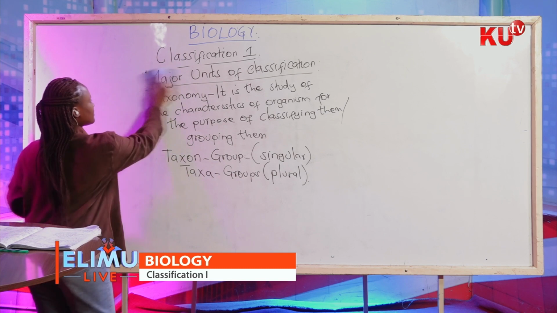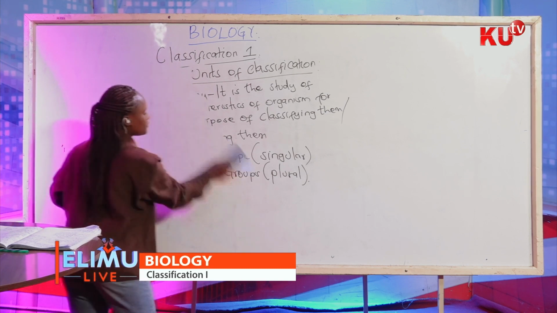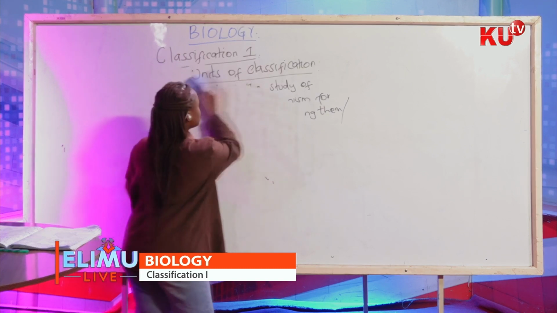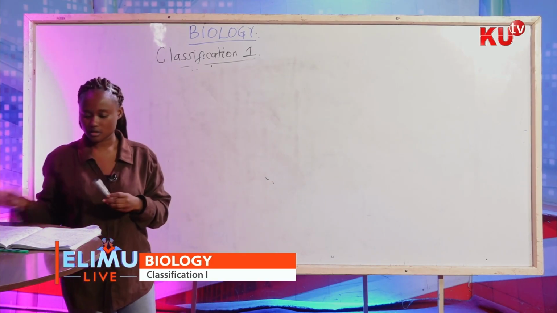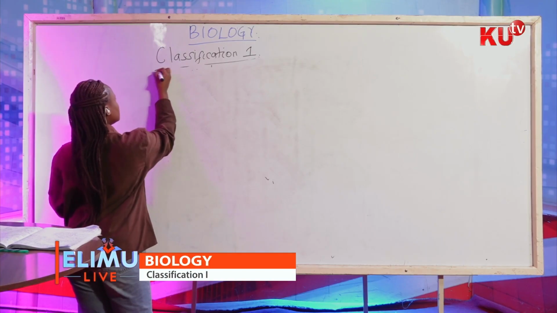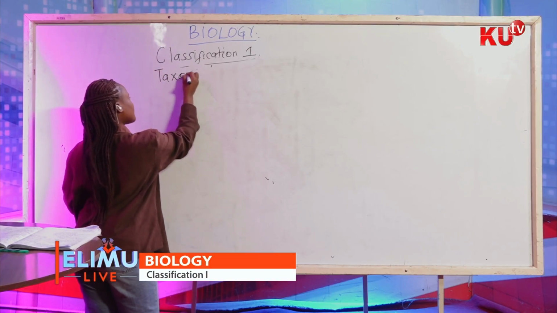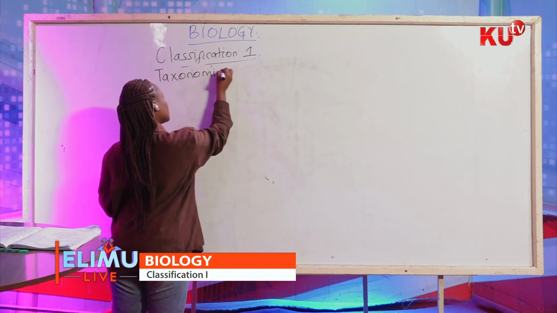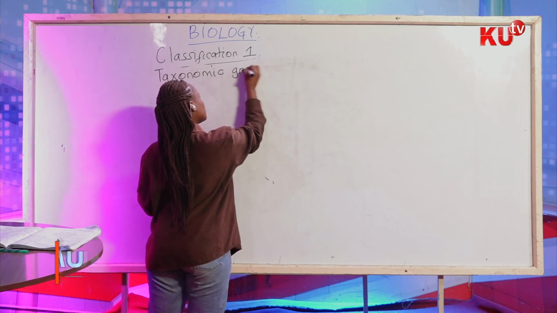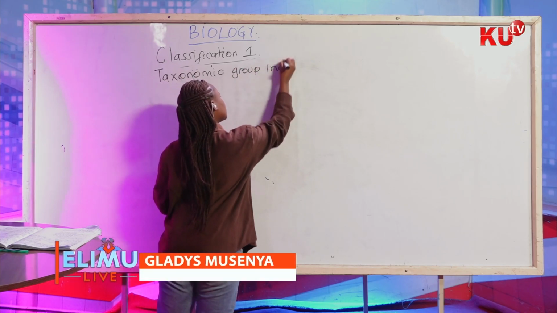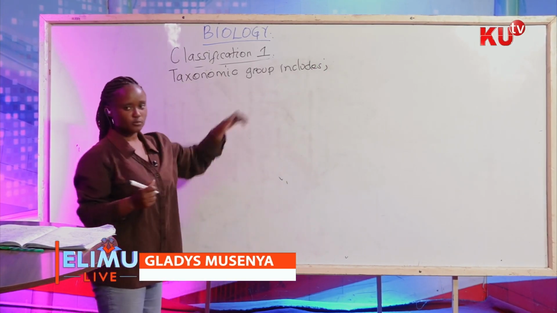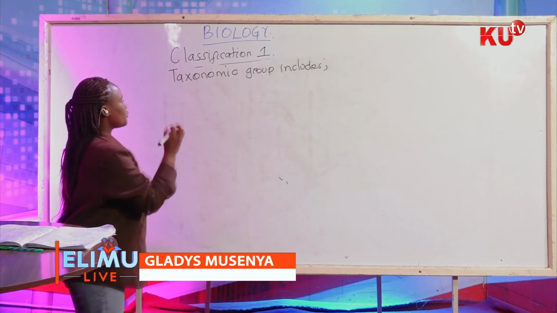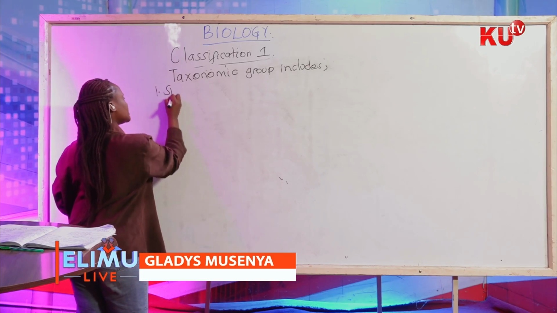Now, taxonomic group includes, we have the taxonomic groups here. Now we have number one, species.